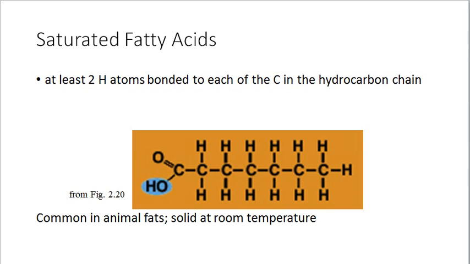More specifically, the fatty acid pictured here is a saturated fatty acid. By saturated, chemists mean that every carbon atom in the hydrocarbon chain has two or more hydrogen atoms bonded to it. Saturated fatty acids have a hydrocarbon chain that is nice and straight. These straight molecules stack tightly together. This facilitates them being a solid at room temperature. Saturated fatty acids are common in animal fats.